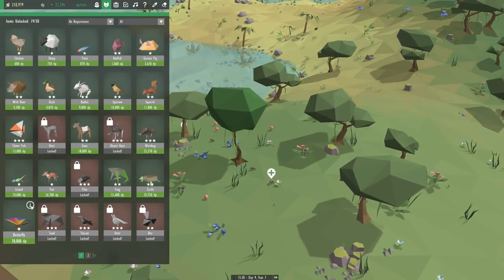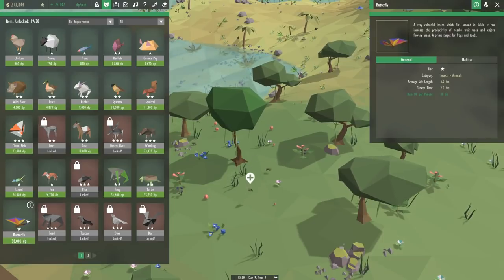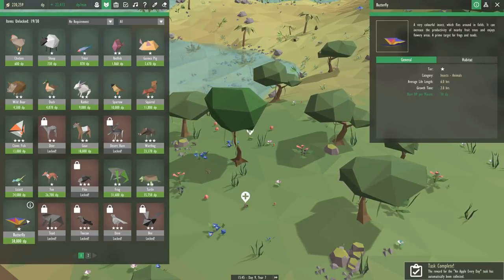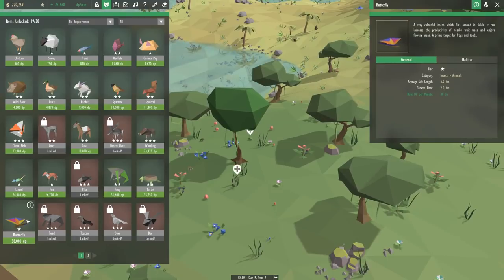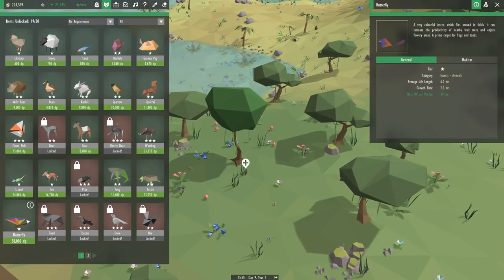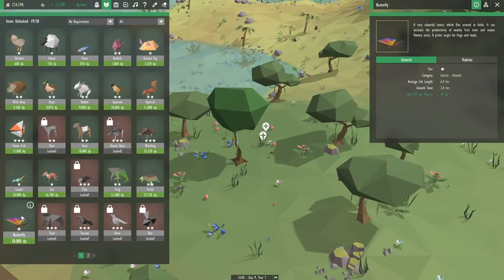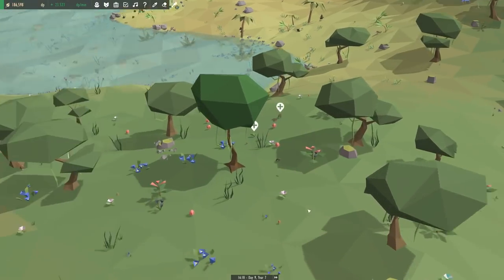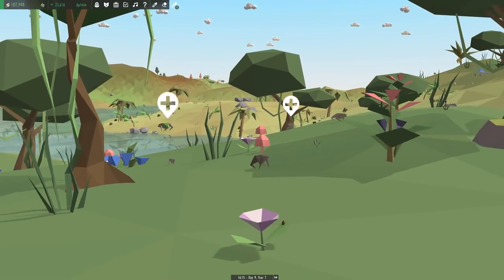So lucky for them, they just unlocked the butterfly. A very colorful insect which flies around in fields. It can increase the productivity of nearby fruit trees and enjoys flowery areas. A prime target for frogs and toads. What? It increases the productivity of fruit trees? That is so cool. Okay, we've got to put it down. It's very expensive. Oh my gosh, it starts life as a caterpillar.